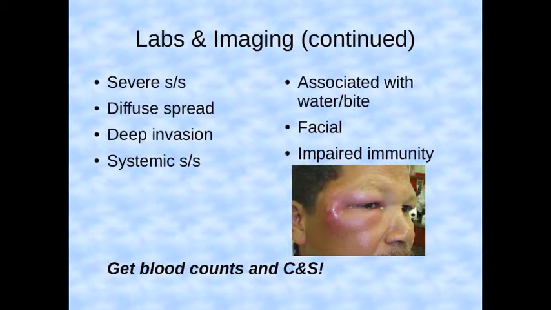If they have severe signs and symptoms, it's diffusely spreading, it's deep invasion, looks like deep abscess or necrotizing fasciitis, God help you. Systemic signs and symptoms, it's associated with weird exposure like water or a bite, it's facial, or they have impaired immunity, go ahead and get blood counts and a serum culture and sensitivity.